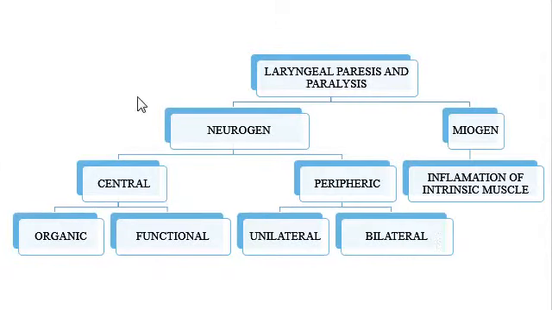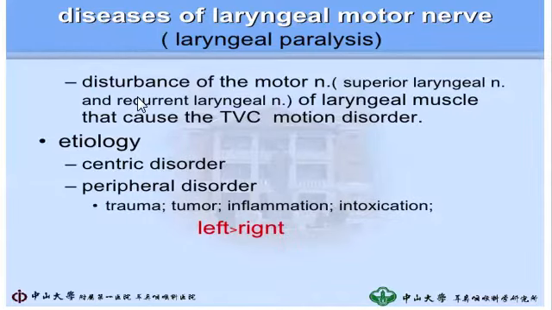About the laryngeal disorders: paralysis and paresis. It is also classified as neurogenic and myogenic. Neurogenic is also classified into central and peripheral. Central is divided into organic and functional. Peripheral is unilateral and bilateral. Myogenic is related with the inflammation of intrinsic muscles. The disease of laryngeal motor nerves leads to disturbance of the motor nerve of laryngeal muscles that causes motion disorder.